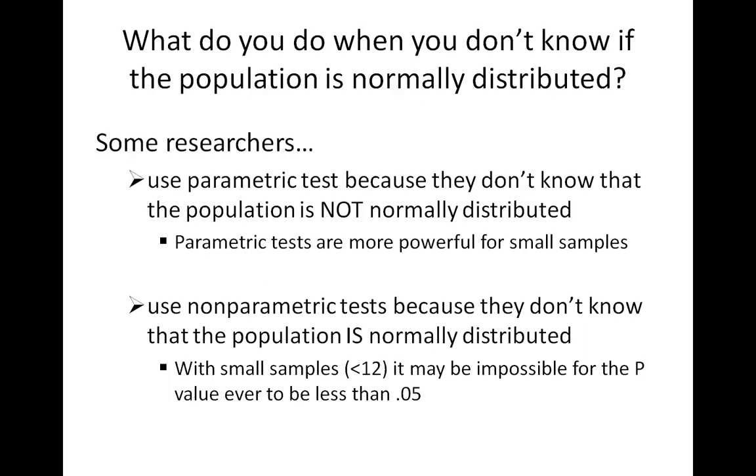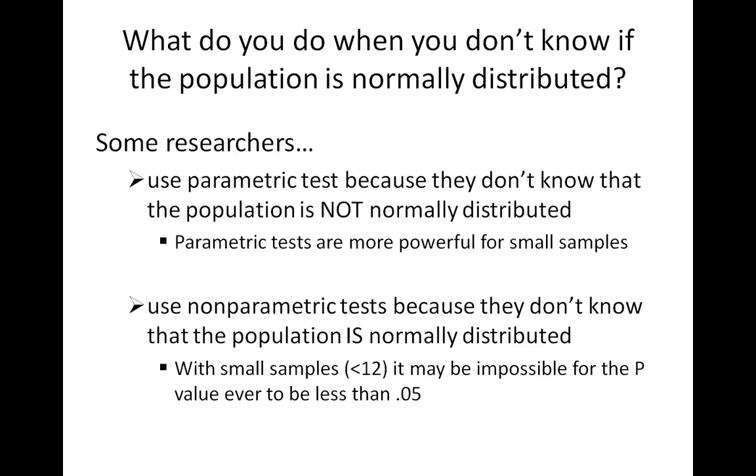So what do you do when you don't know if the population that your sample comes from is normally distributed? Well, here's the best advice I can give you. Some researchers in that case use parametric tests because they don't know that the population is not normally distributed, and parametric tests are more powerful for small samples. Other researchers use non-parametric tests because they don't know that the population is normally distributed.